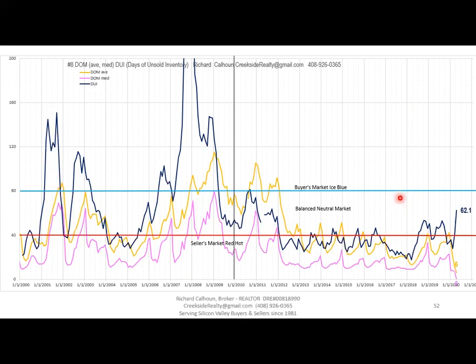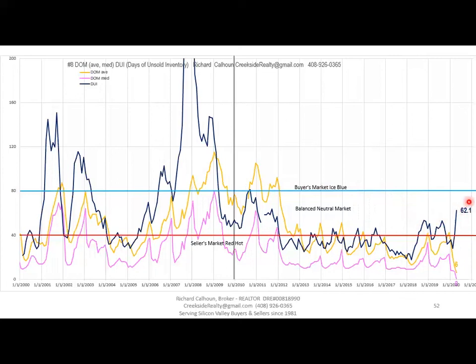Now we move to days of unsold inventory. This is probably the best leading indicator, because you don't need to wait for escrows to close to find out what's happening with the overbid ratio. You simply look at the number of offers being accepted relative to the existing inventory. The data point is the dark blue line. If it's below the red, it's a red hot seller's market. If it's between the red and the blue, it's a balanced market. And above the blue, it's a buyer's ice cold market.